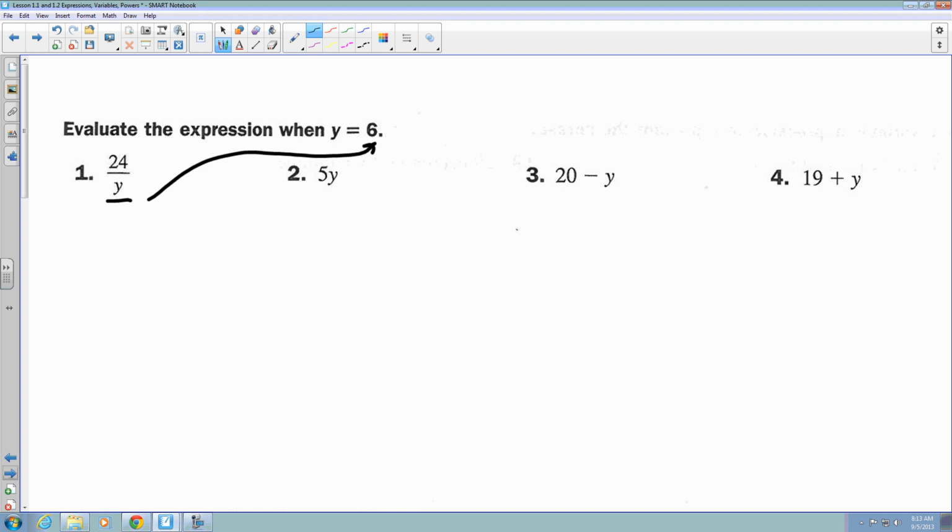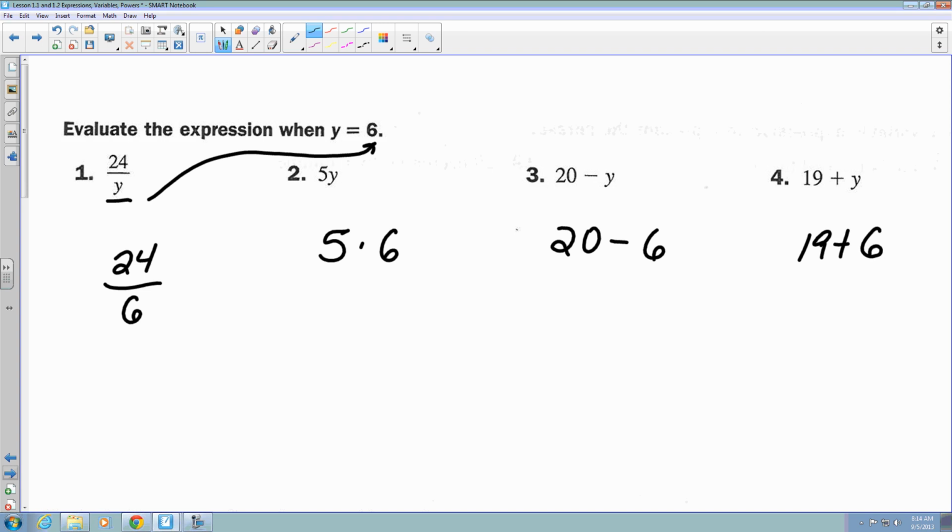So now I got 24 divided by 6. I got 5 multiplied by 6. I got 20 minus 6. And I got 19 plus 6. So now from here, I can just solve using the operation that's given to us.